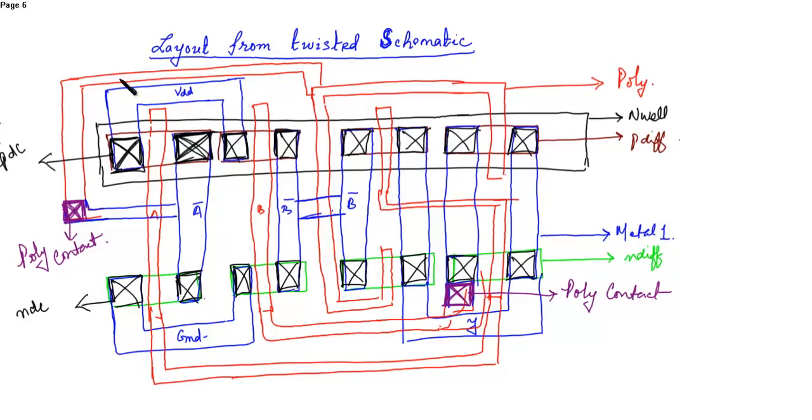After placing diffusion contacts, you have to place the substrate contacts. So this is N substrate contact. Then this is P substrate contact. So this is the layout of a twisted schematic. The layout of a XNOR gate that is drawn from the twisted schematic diagram. So you can see the next lecture in order to see the layout in Magic.